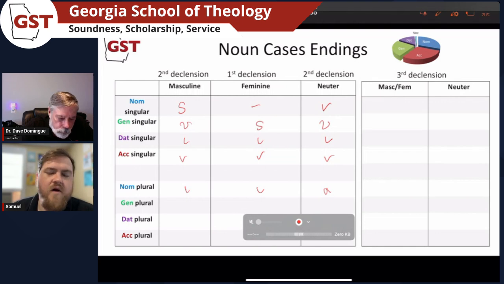Omega nu. Okay, very good. And what about the dative plural? Iota sigma, iota sigma. All right, and the accusative plural. Upsilon sigma. Oh, no, messed up here.